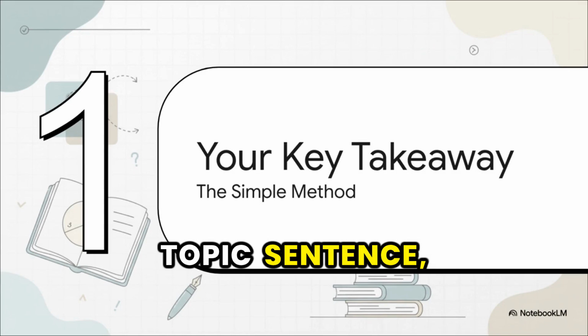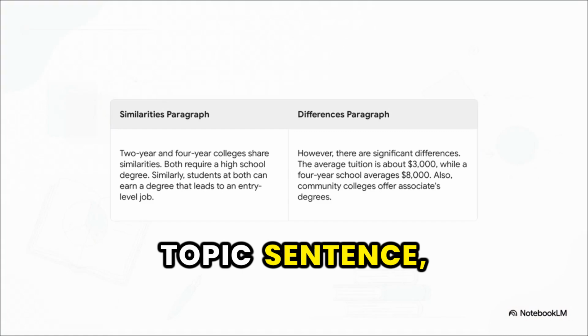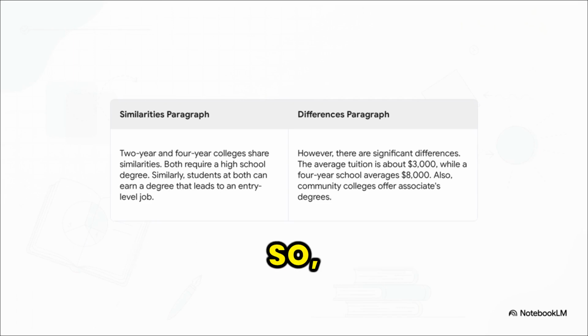So let's wrap this up with the big takeaway here. Here's the most important thing to remember. That little bit of work you do up front, just sorting your information, is what turns a confusing mess of facts into 2 perfectly clear and organized paragraphs. Look at them side by side. On the left, our similarities paragraph. On the right, our differences. It's clean, it's logical, and anyone can understand it.